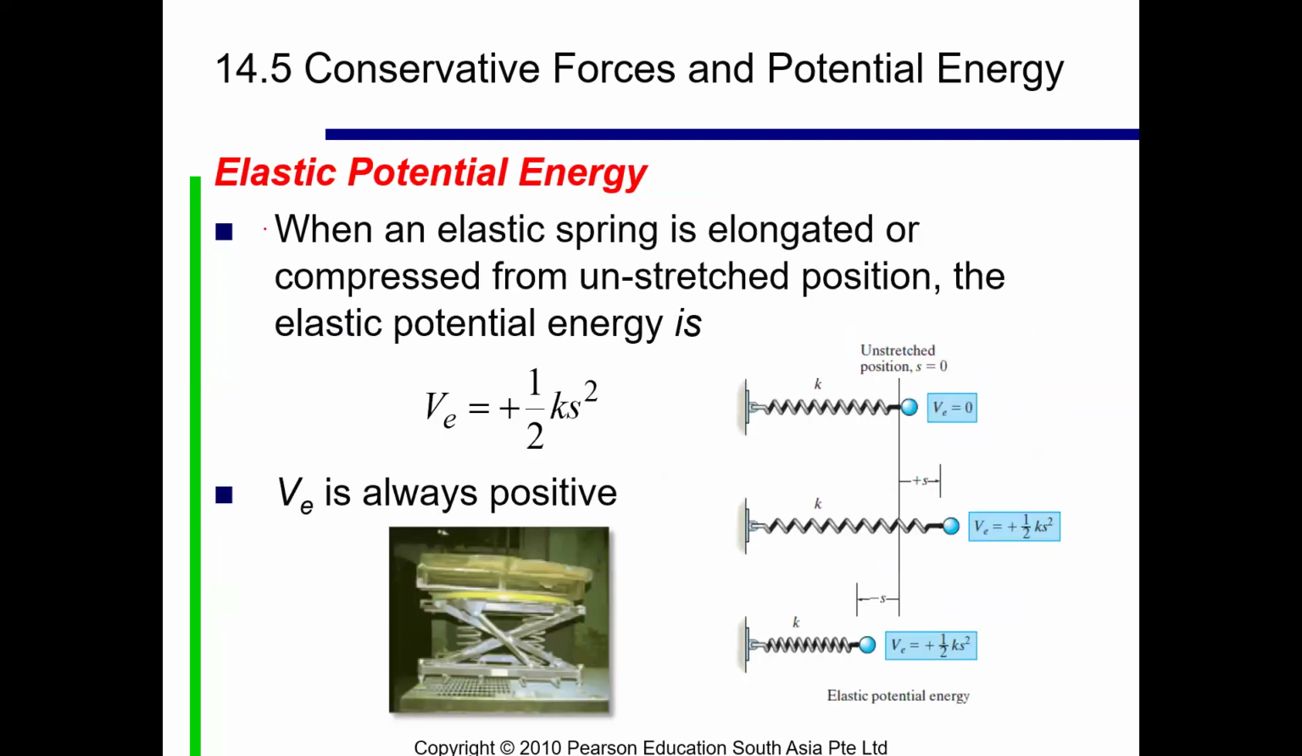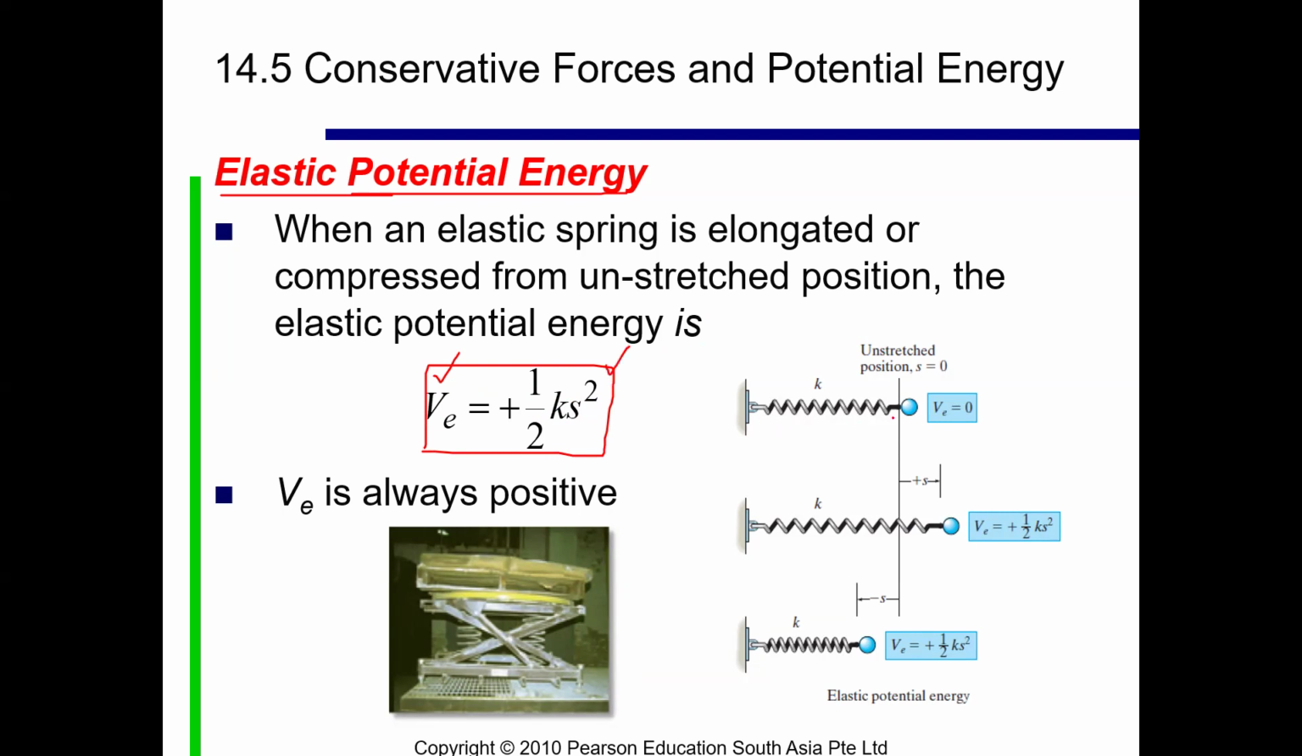Then students, we also have another form of potential energy coming from the spring. This is called elastic potential energy. When an elastic spring is elongated or compressed from an unstretched position, this is how the energy is stored within the spring. This is for the linear elastic spring. You remember it is very similar to what we derived for the work done formula, right? It is the same: V = half k s squared. This is the energy when we are calculating energy in the spring system.